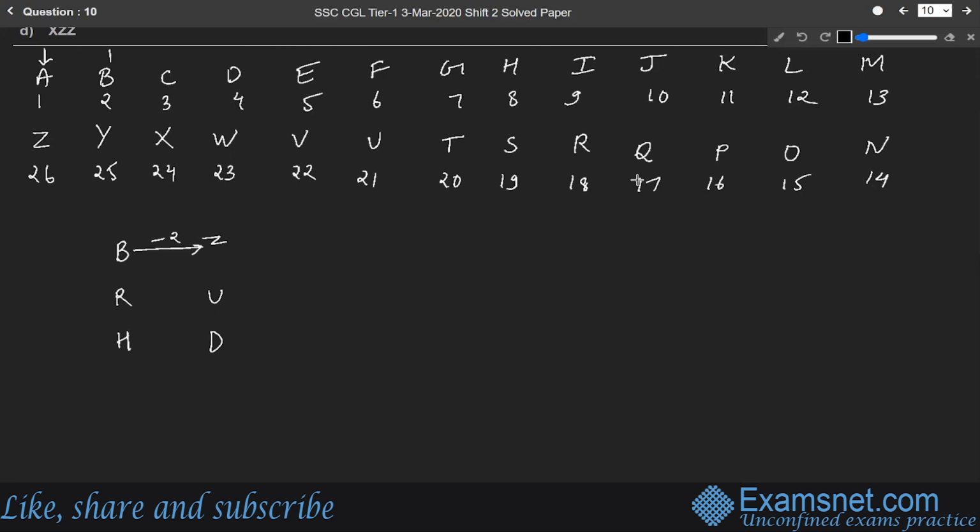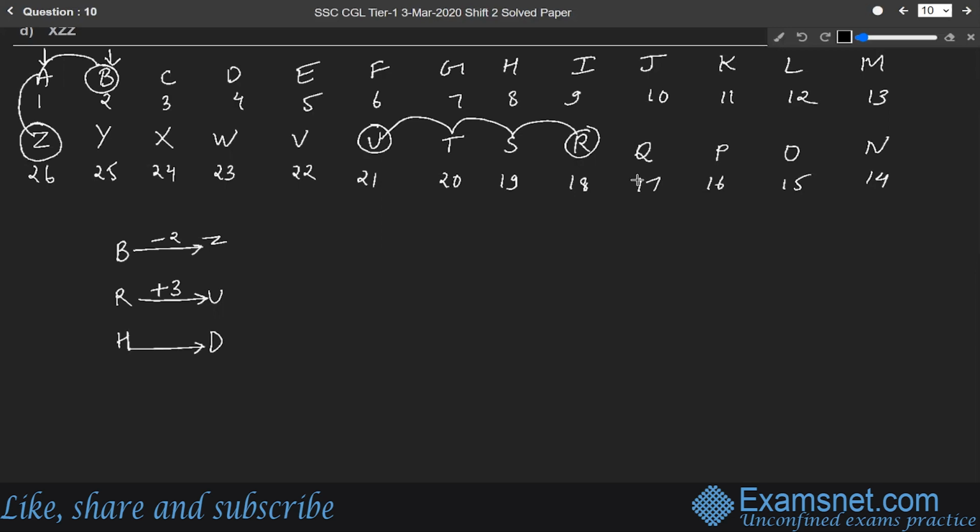Let us check it. B is present here on second position. B minus 2 means we have to go in the reverse order. So this is B. B minus 2 means 1 and then 2. So B minus 2 gives Z. Next is R and U. So what is the relation between R and U here? R is present here and U is present here. We can see that R plus 3 gives U. We can check it: 1, 2 and 3. So R plus 3 gives U.